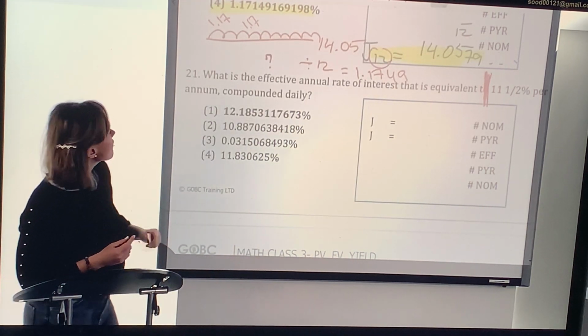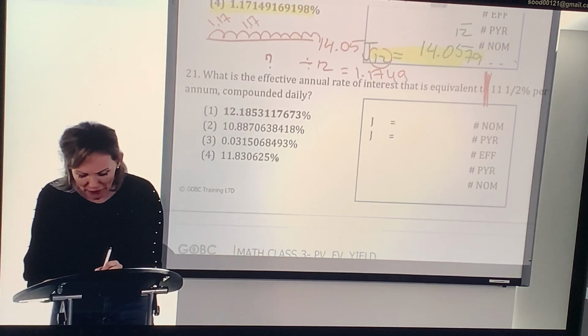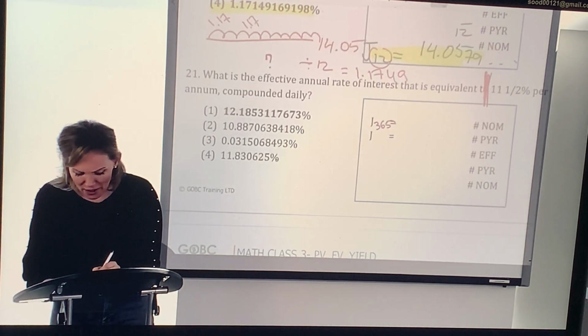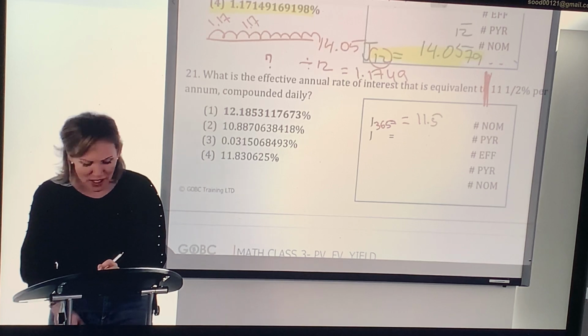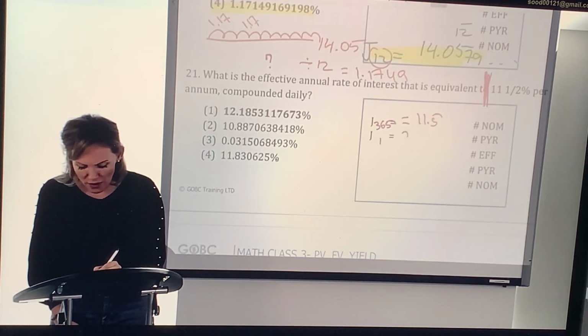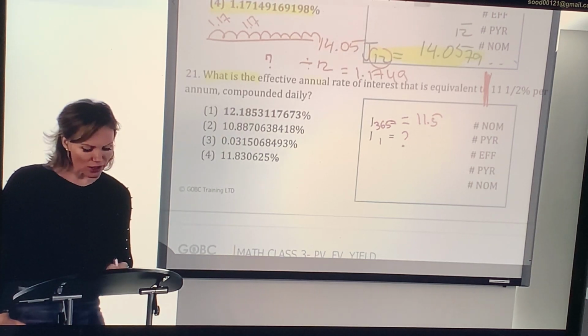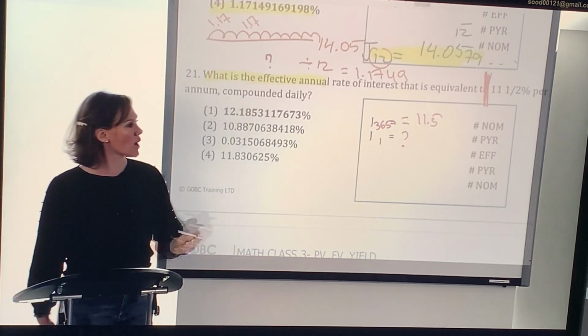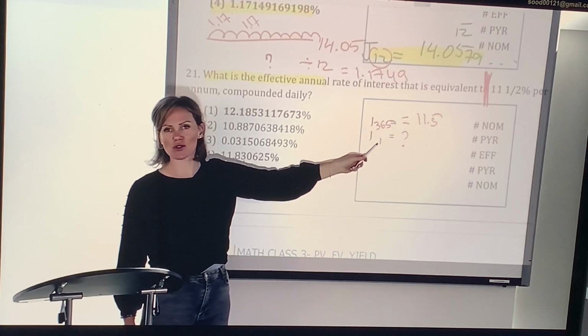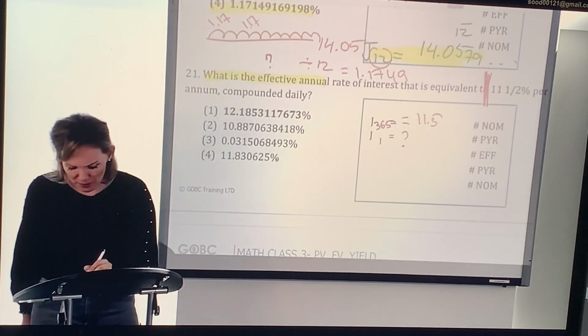So I have 11.5 per annum compounded daily. So what I have is J365 equals 11.5. That's what's given to me. And I'm looking for the J1. Do you follow me on that part? So whatever is first is what they're looking for. So they're looking for J1. So I need to take my J365 and I have to convert it to J1. So let's do the conversion.